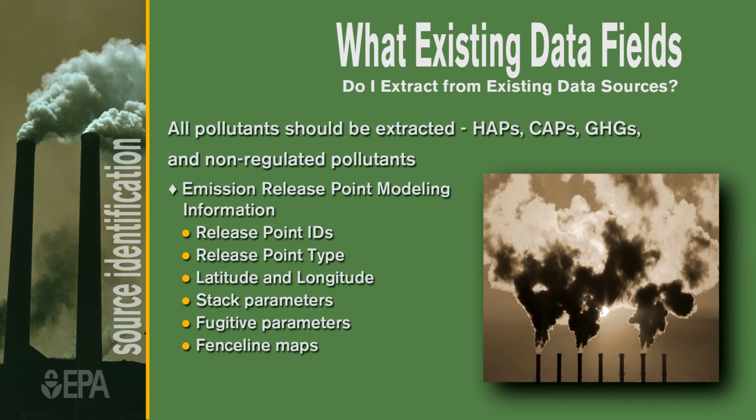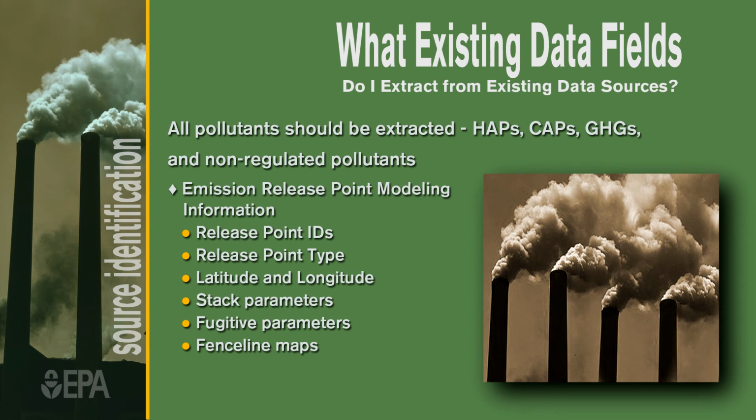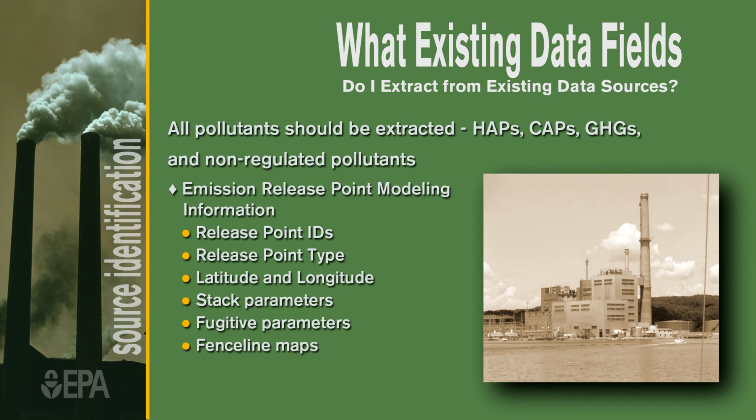We need to know individual latitudes and longitudes for each release point. We need stack parameters for each individual stack release, and that would include our stack height, our diameter, our exit gas temperature, exit gas velocity, and flow rate. If it is a fugitive release, we need the fugitive parameters. We need the fugitive release height, the length of the release, the width of the release, and the angle of the release. And then finally, we need fence line maps.